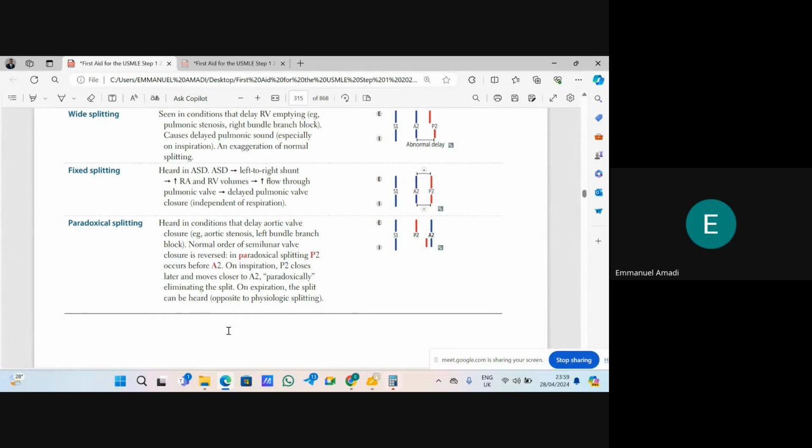And where do you get to see the paradoxical splitting? I've already talked of aortic stenosis. You can also see it in left bundle branch block, when the left ventricle is not able to contract well and put out its blood into the aorta.